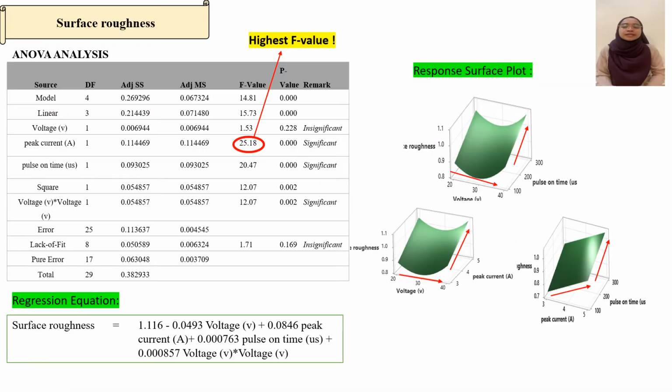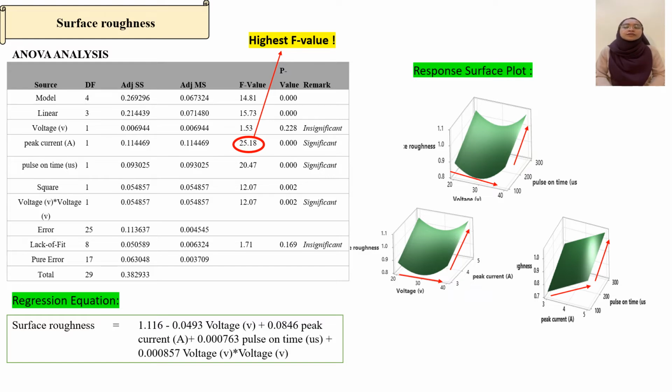The table shows the ANOVA analysis for the surface roughness. The statistical significance was set by the p-value. The level is below 0.05. Based on the table, linear and square are very significant terms, with p equal to 0.000 and p equal to 0.0002. Moreover, the F value of the model was 14.81, which indicates there is no chance that such an F value occurs.